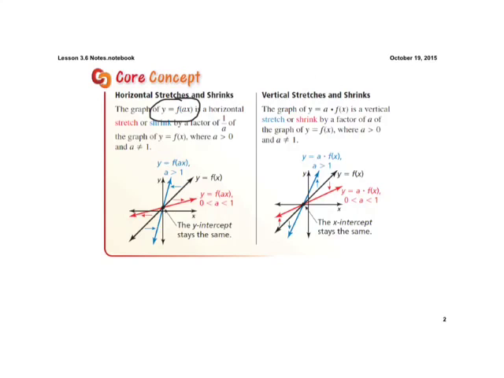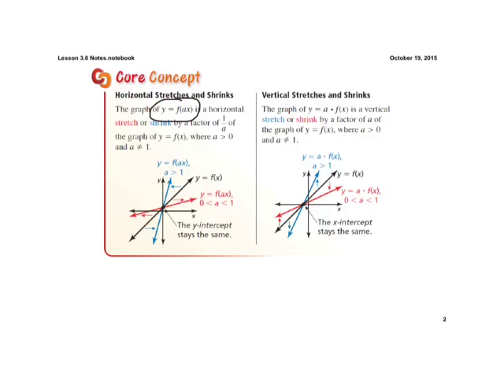So if that number being multiplied to x is greater than 1, we're going to have what we call a horizontal shrink, and it shrinks towards our y-axis. If that number is between 0 and 1, it's going to be what we call a horizontal stretch, which means it stretches away from our y-axis.